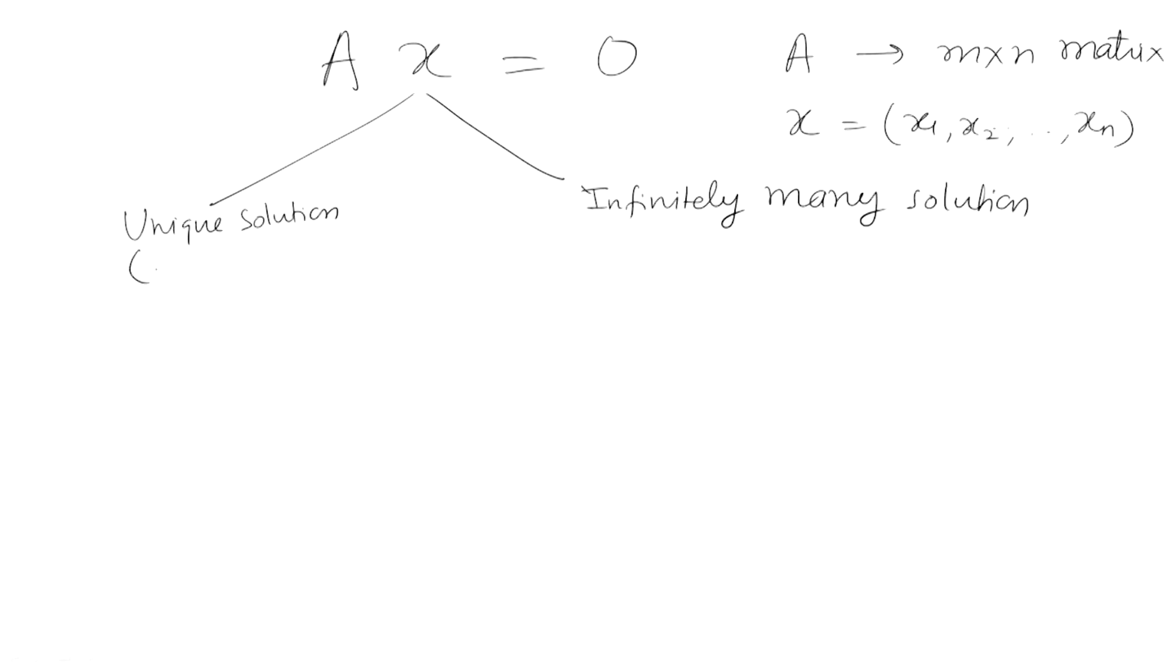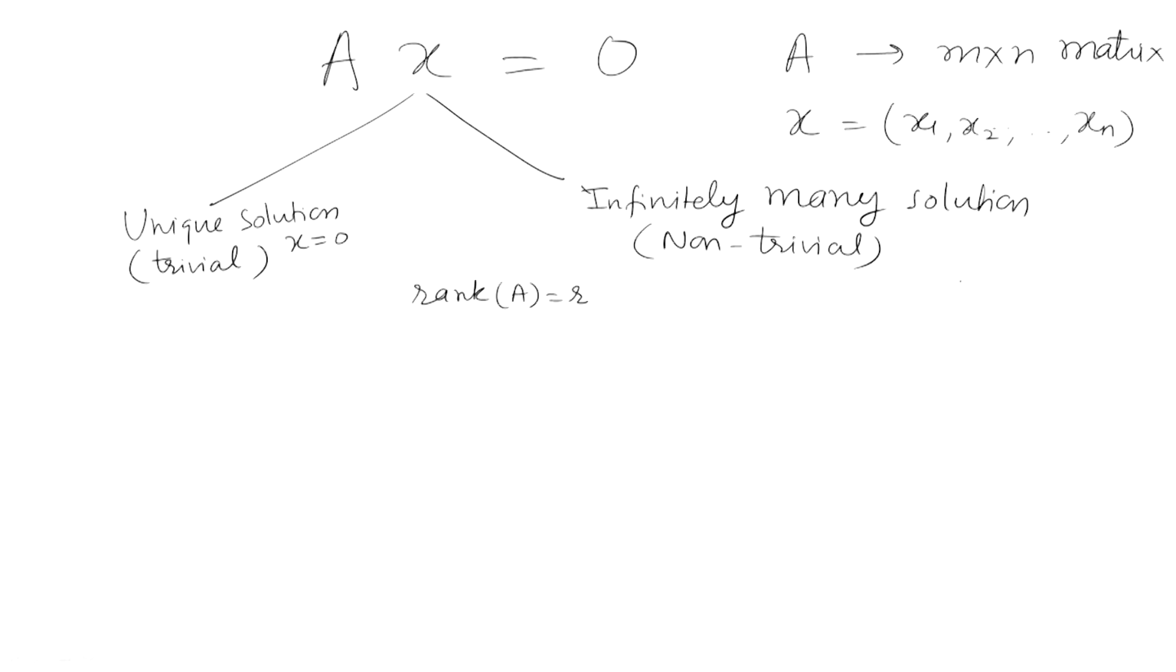The unique solution is also called the trivial solution, and the infinitely many solutions case is also called the non-trivial solution. Unique solution means x equal to 0, and infinitely many solutions means x not equal to 0, that is, all xi's are not equal to 0. Now, if the rank of A is R, there are only two possibilities, either the rank is equal to n, where n is the number of unknowns.